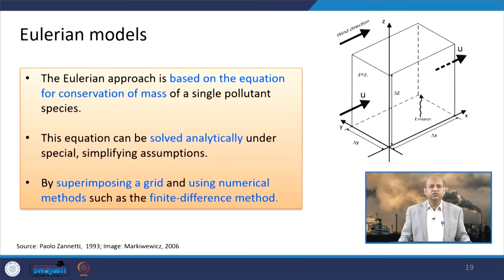Well, you see these Eulerian models, okay, these are nothing but techniques which use equations for conservation of mass of a single pollutant species, and then they are integrated. So, this equation can be solved analytically under special and simplifying assumptions, and by superimposing a grid and using numerical methods such as the finite difference methods, this particular Eulerian technique is used for estimating the concentrations.